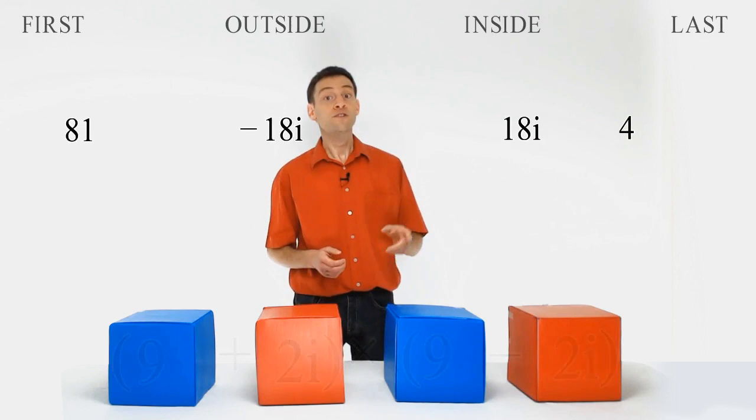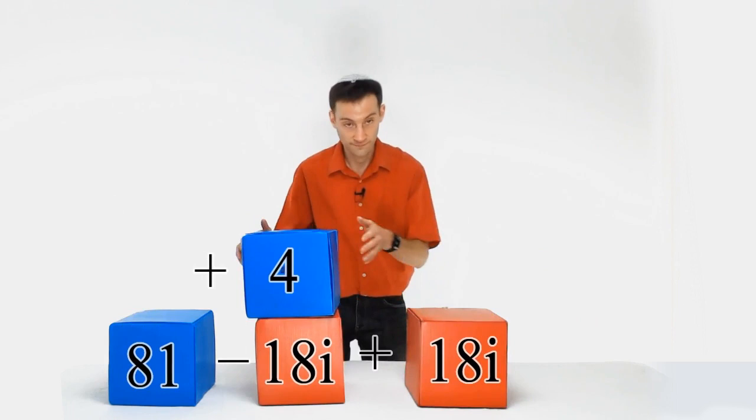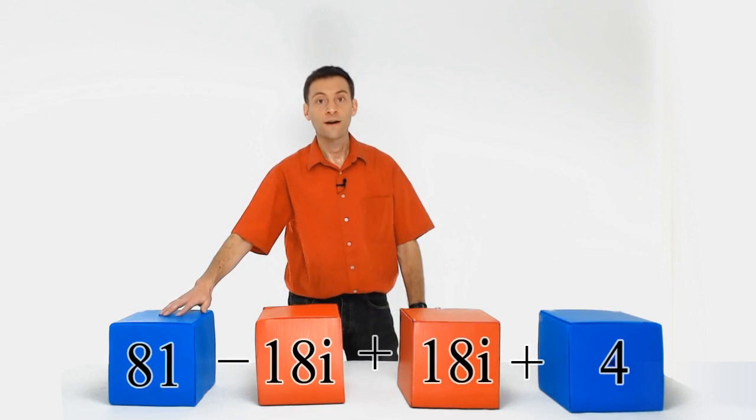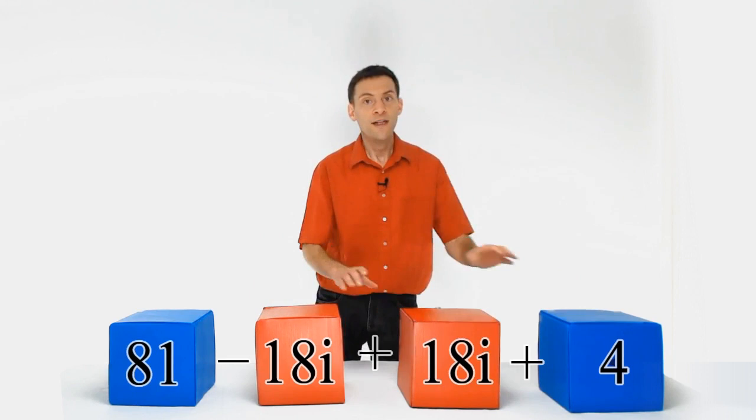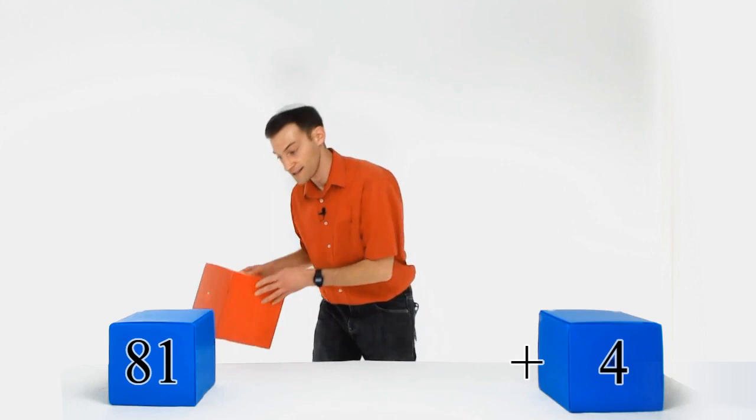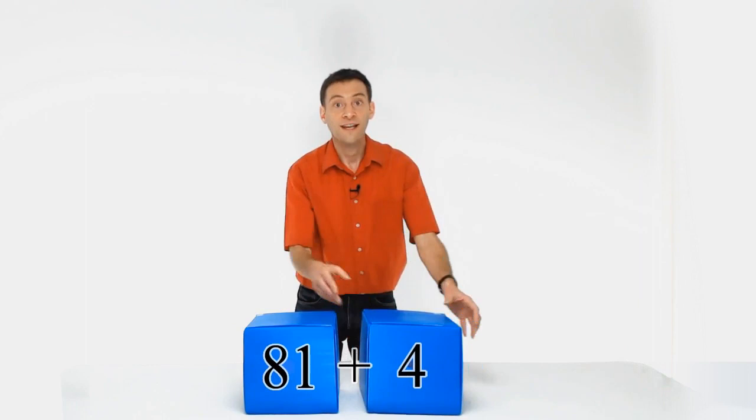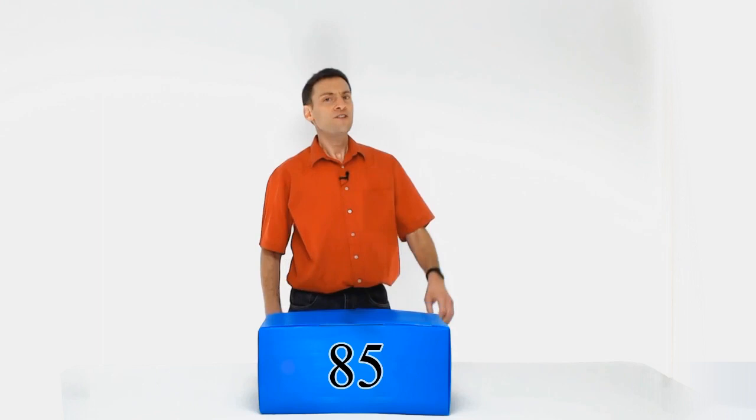So grouping these terms together gives us 81 minus 18i plus 18i plus 4. The minus 18i and 18i cancel out, leaving us with no i's. So we're simply left with 81 plus 4, giving us 85, a totally real result. So how do we use this trick in our division calculation?